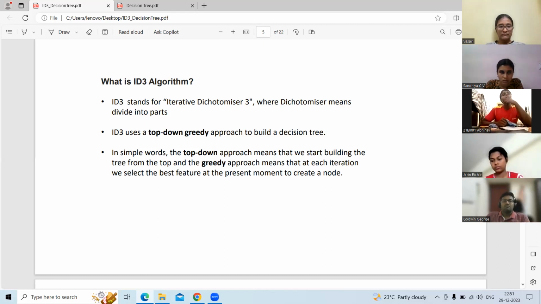The follow-up question would be, why adopt a greedy approach? Anyone? Think about it. Why adopt greedy? Why can't I be generous? I mean, in the sense, why can't I... Saves effort, yes. That's right, saves my effort.